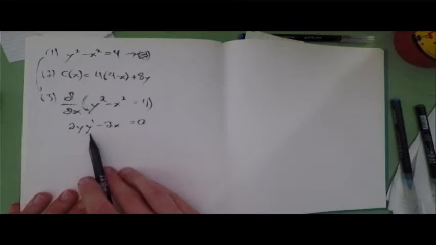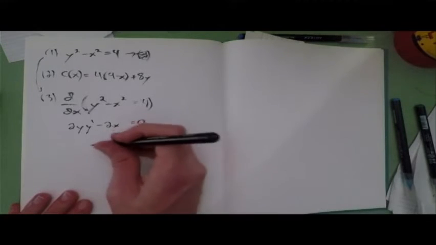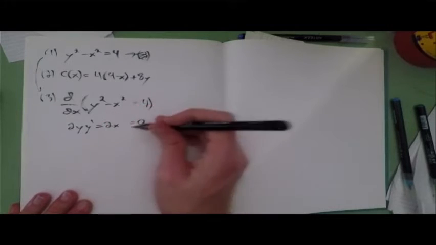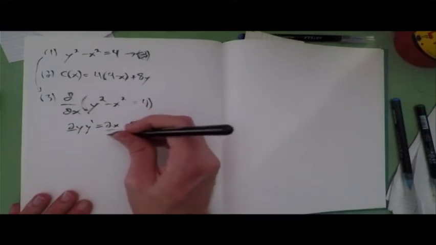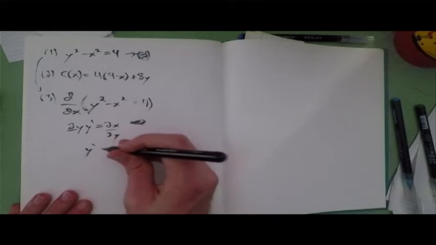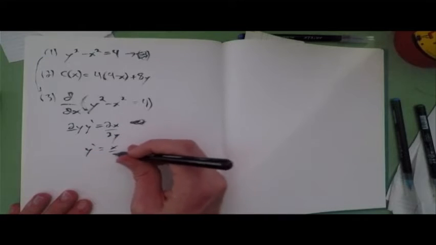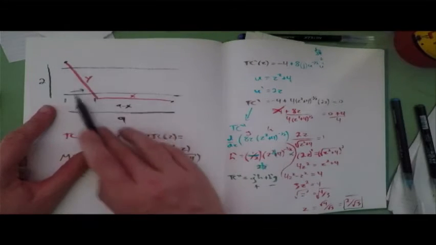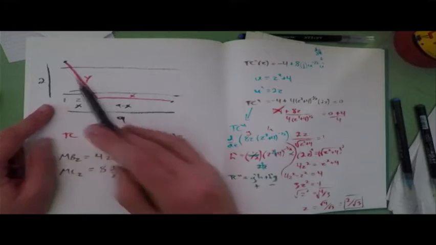Now we can solve for y prime. We move this over, and that's just going to become 2y times y prime equals 2x. Divide both sides by 2y, and we've got y prime equals x over y. So this is the derivative of y, just dealing with the pure length of y.